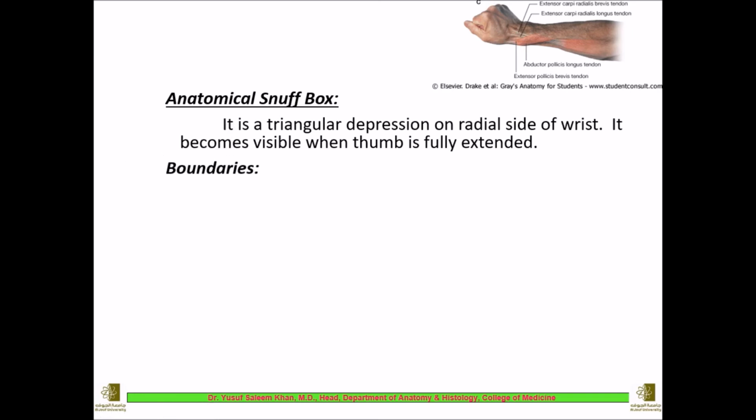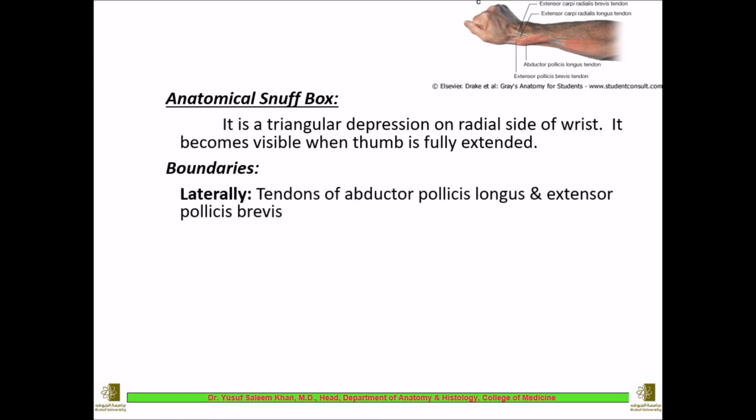How is it formed? What are the boundaries? On the lateral side we have the abductor pollicis longus tendon as well as the extensor pollicis brevis. These are the two tendons which will be on the lateral side of this anatomical snuff box, and on the medial side we have the tendon of the extensor pollicis longus. Here will be the extensor pollicis longus on the medial side, and on the lateral side we have the extensor pollicis brevis as well as the abductor pollicis longus.